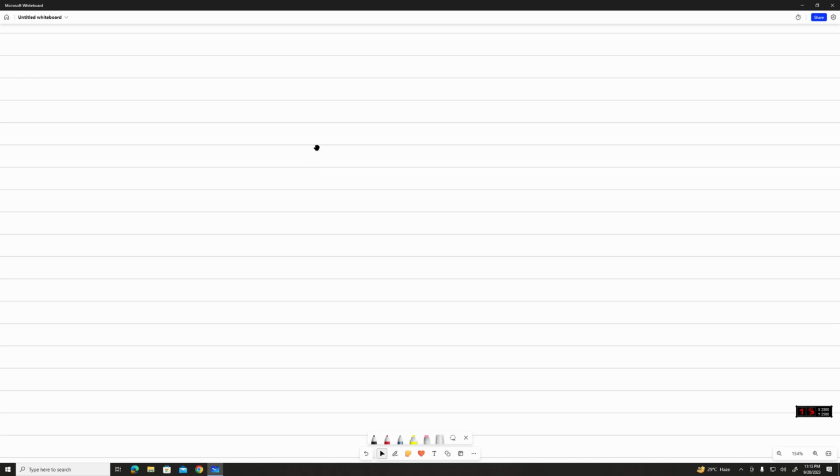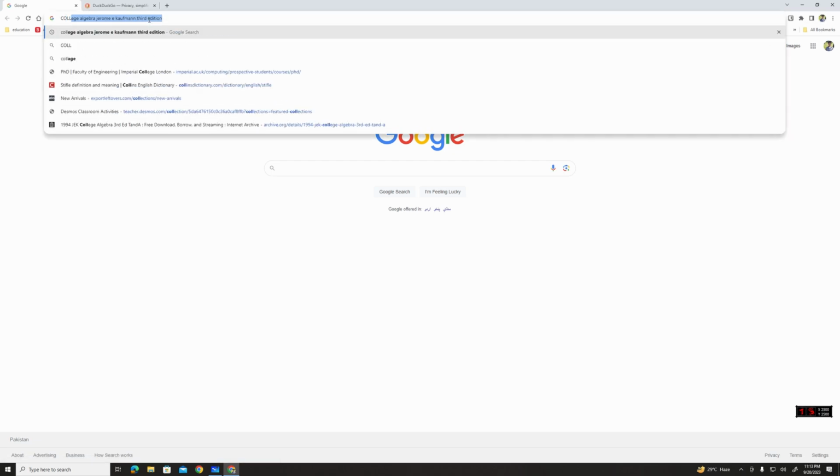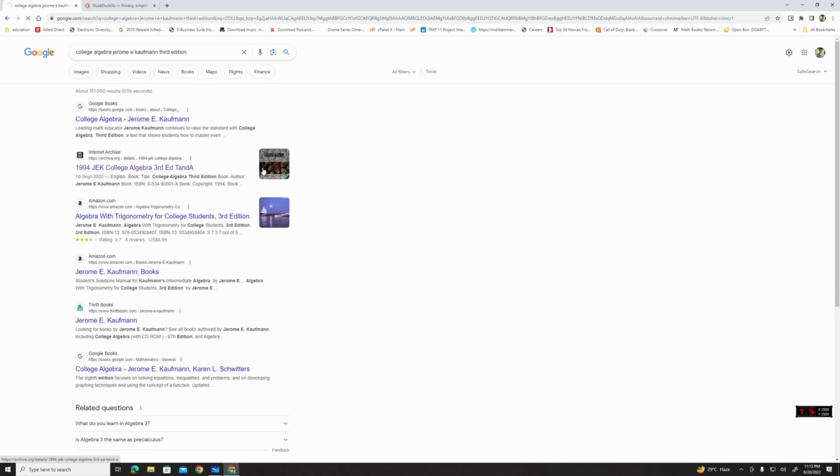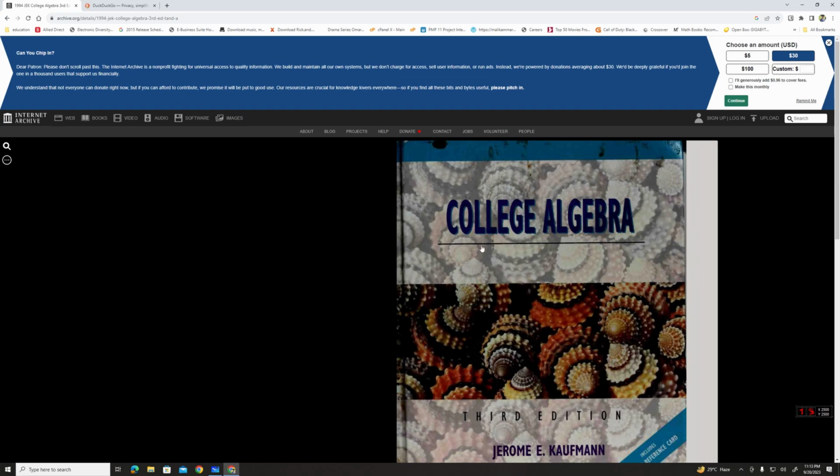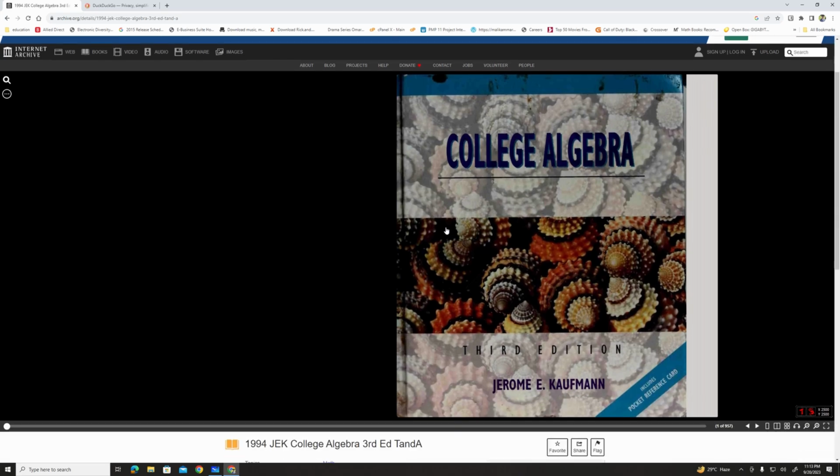Oh yeah, let me show you the book I'm using. I'm using a good old book, College Algebra by Jerome Kaufman. This one. So I'm using this book. I have the hard copy.